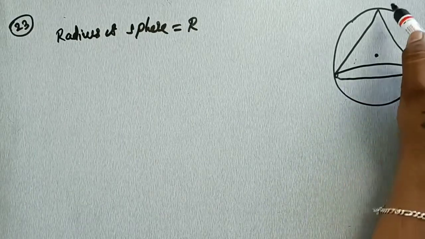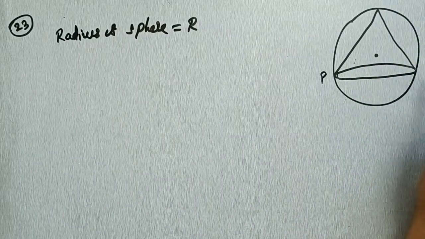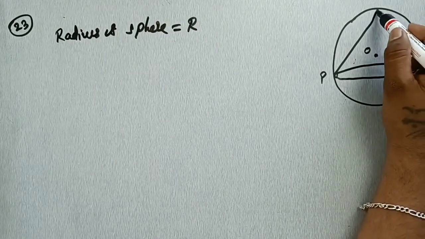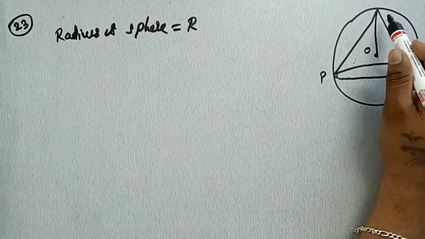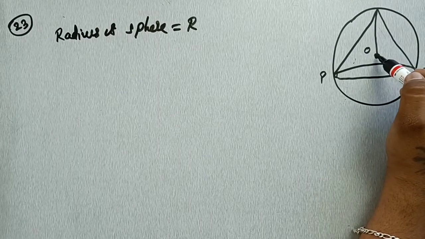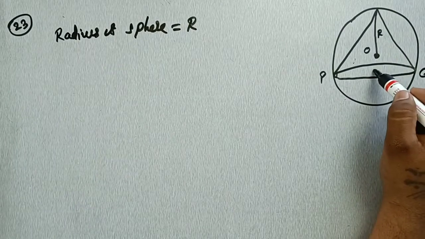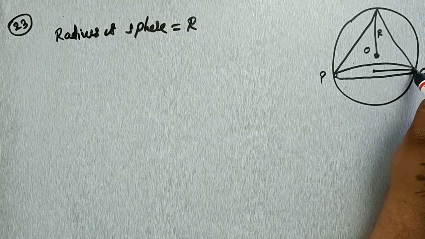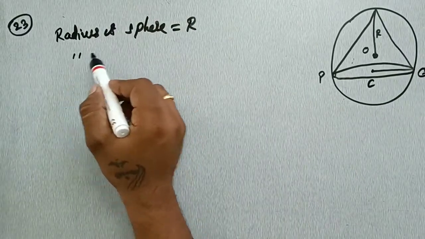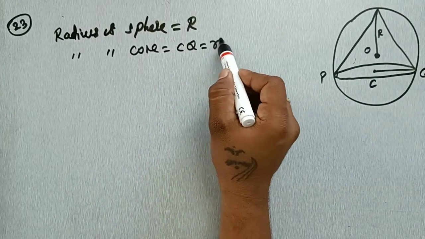We can name that cone A. This is P, this is Q. The center I can take as O. Now I connect the center O with A. So the center of the sphere equals O. This is A, so this length will be R. Now we consider the radius of the cone, from C to Q. So the radius of the cone, CQ, equals small r.